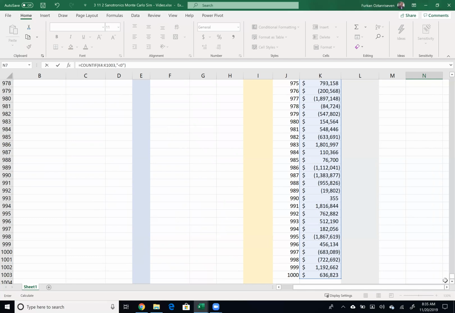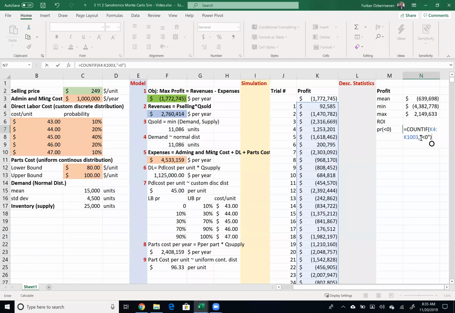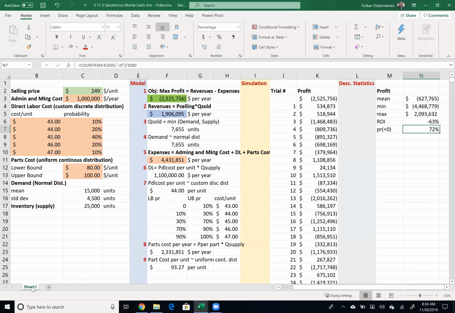So I put "less than or equal to 0" in quotations because this is not a number. I need to tell Excel to not freak out. This is the logic, and divide by number of trials. In this case, I have 1,000 trials. So as you see, probability of losing money is 72%, pretty high. All right. So now this is my base scenario, base simulation scenario.